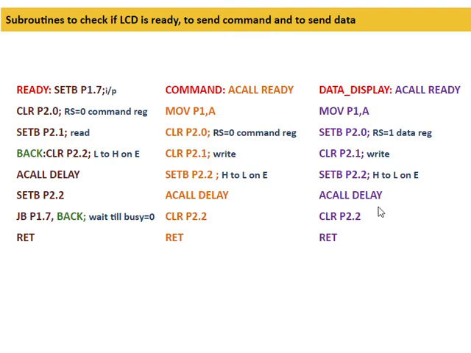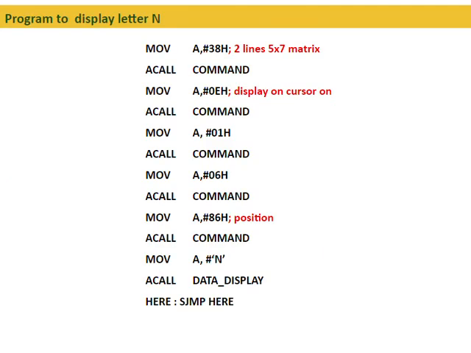Now we have seen the three subroutines: the one that will check whether the LCD is ready and wait until it becomes ready, the one that will send a command stored in the accumulator to the LCD, and the one that will send the data to be displayed that is stored in the accumulator to the LCD. Now we can look at the main program. The main program we are going to write will display the capital letter N on the LCD display.